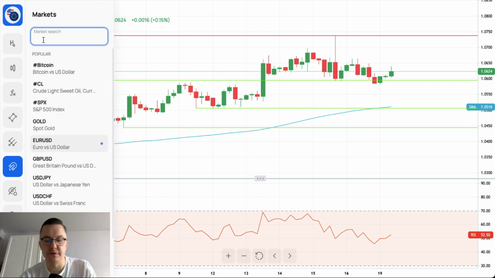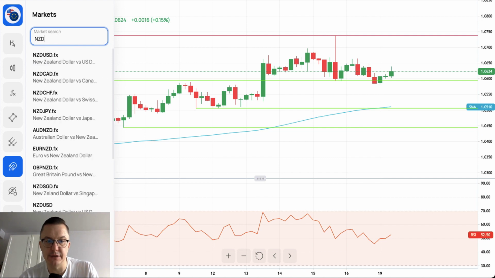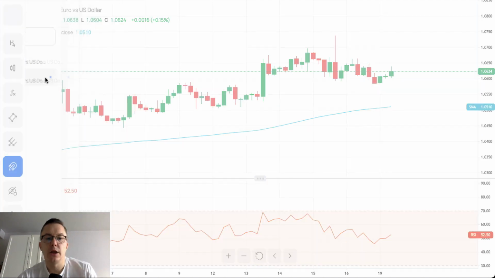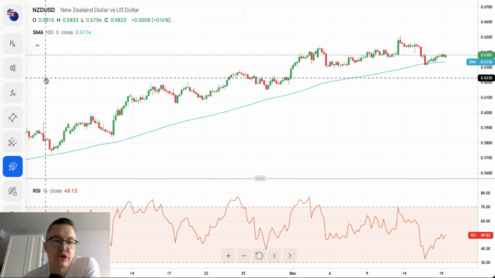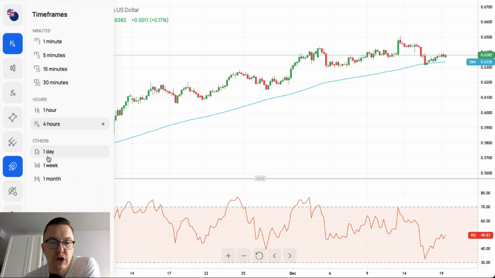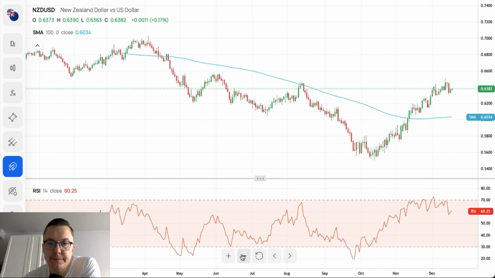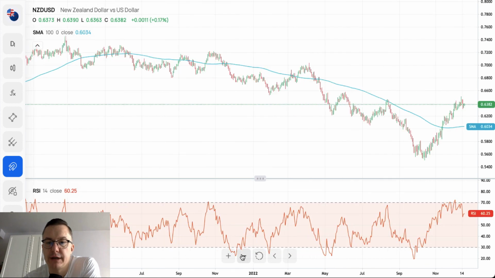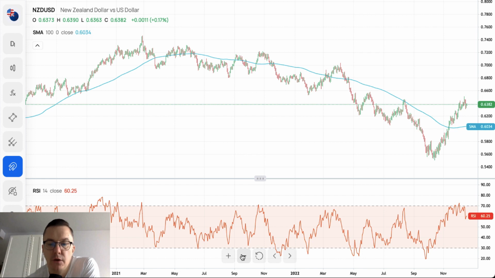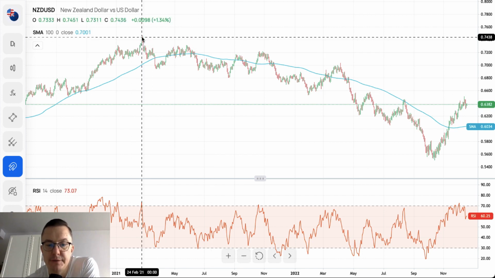There is some data from New Zealand. So let's take a look at the New Zealand dollar to the US dollar 4-hour chart. We will switch the 4-hour chart into daily because I want you to see what is going on here. In perspective, what we have here is the high from last year.